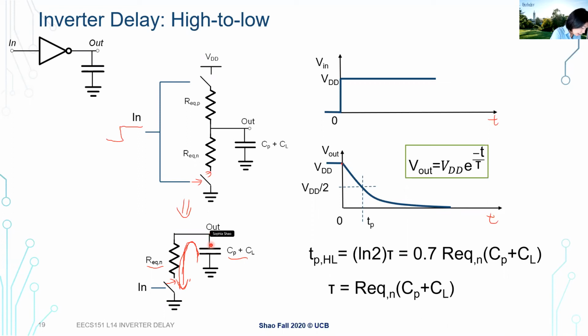At the very beginning, when my input is low, my output is high. And then when my input becomes high, the inverter turns on, and we get this circuit here. My capacitors start discharging, and after a while the output will become 0. So this is the high to low transition that we talk about here.